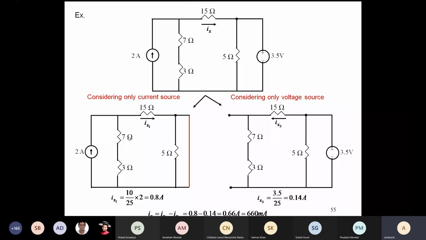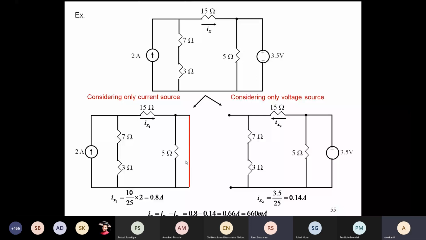Yes, sir. 25 into 2 equal to 0.8. Sum is 30, right? Who told 30? What is your name? Ram. How are you getting 30? Sir, 15 plus 5 plus 10. Where did you get the 5? 5 is there, no.